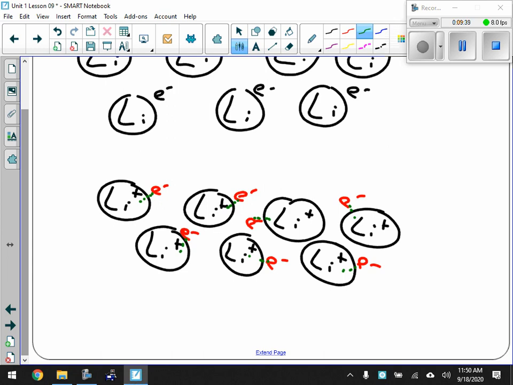Because those electrons move throughout the whole entire substance, not only is this lithium ion attracted to this electron, but this lithium ion's also attracted to that electron. In other words, they're not attracted to just one electron. They might be attracted to any electron that's near them. So for example, this one here would probably be attracted to that, and that to that, and that maybe there, and there. Maybe it's not close enough in this particular picture.